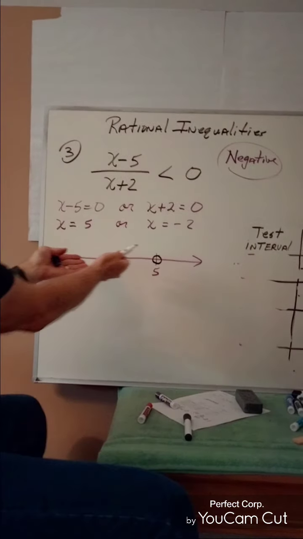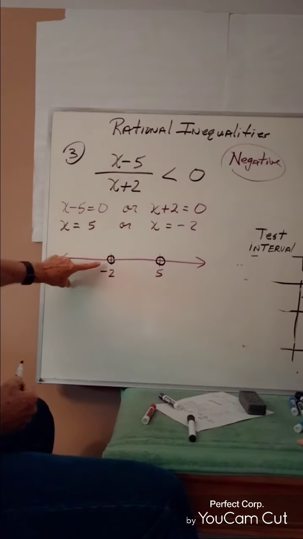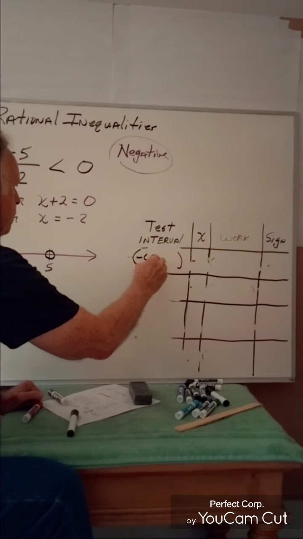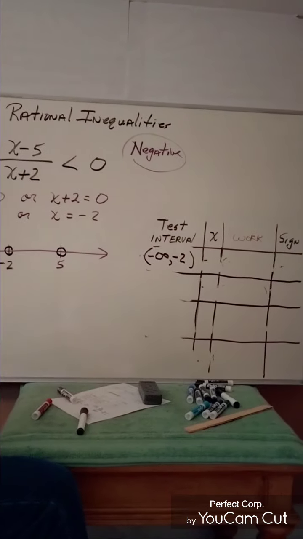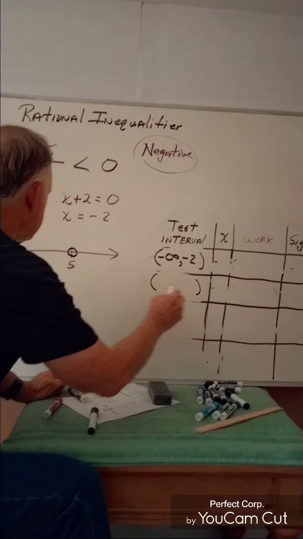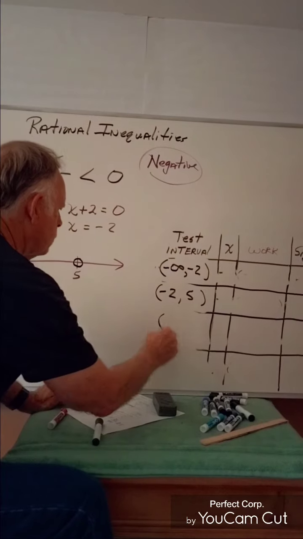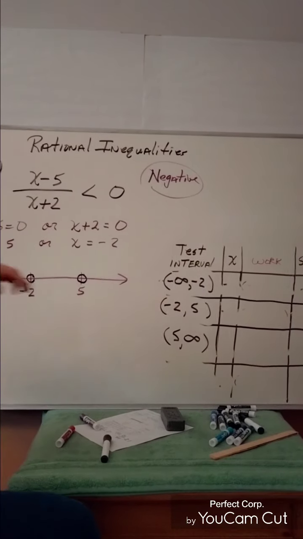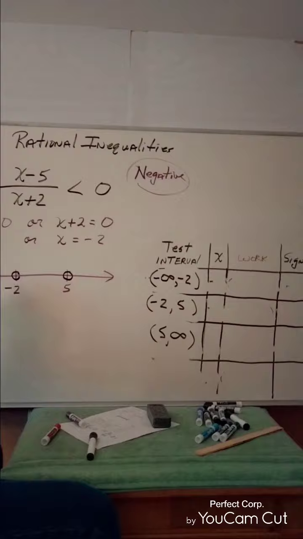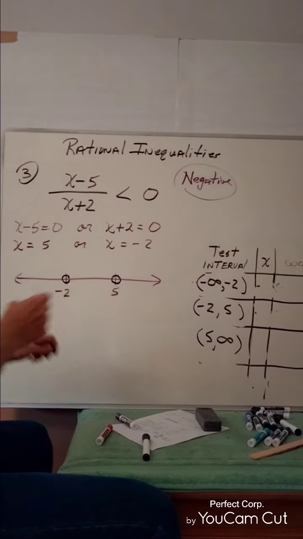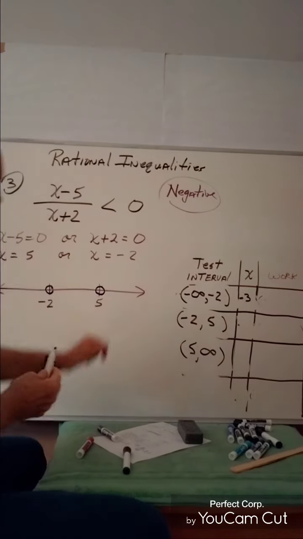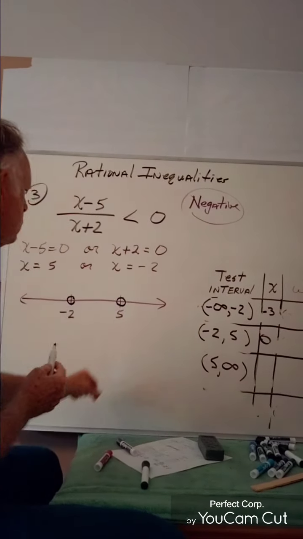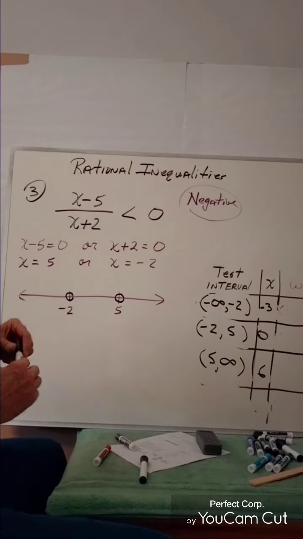Okay. Now, we've got our 3 different intervals. Let's identify them. Parenthesis, negative infinity, comma, -2, parenthesis. The second interval, parenthesis, -2, comma, 5, parenthesis. The third one, 5 to positive infinity. Let's pick a value from this first interval, like -3. Let's pick a value from this middle one, 0. Let's pick a value from this last one. Let's make it 6.